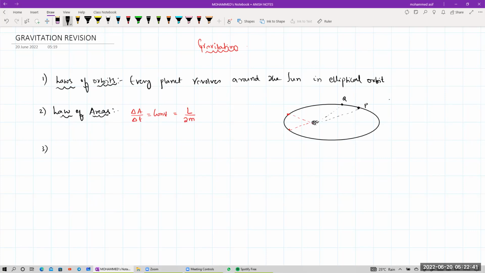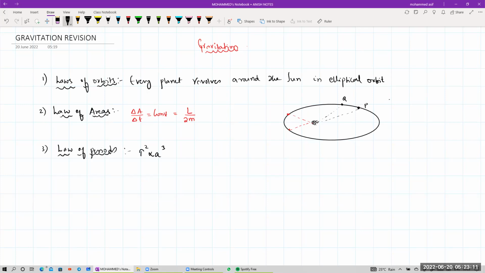So next one is known as the law of periods. All these laws were given by Kepler, which is why they are also called Kepler's first law, second law, and third law. Kepler's third law, another name for it is the law of periods. It says that the square of the time period is directly proportional to the cube of the radius, that is, the semi-major axis.